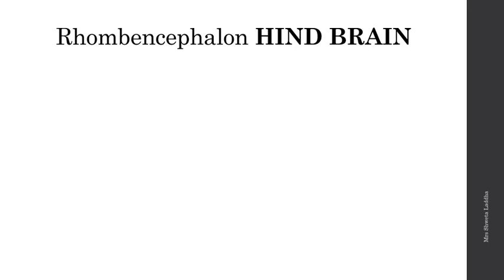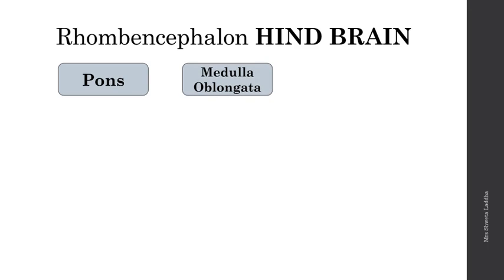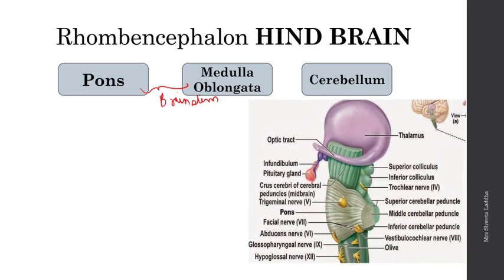Now we will start with rhombencephalon, also called the hindbrain. It is made up of three parts: the pons, the medulla oblongata, and the cerebellum. Pons and medulla oblongata together are also called the brain stem. First, let us see the regions. You can see this is the thalamus, that is diencephalon. This is the cerebral peduncle, and this region is the pons. Below the pons is the medulla oblongata, which then connects to the spinal cord.